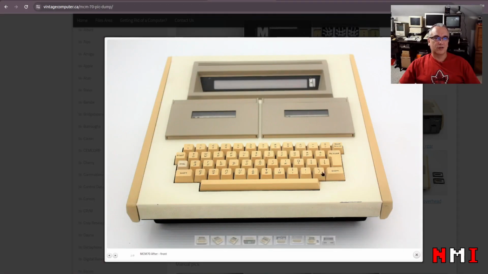We're looking at the same picture that we saw before. This is the MCM 70, and these pictures are from vintagecomputer.ca. That is a museum, I believe. So the MCM 70 had a single line 32 character display here. This is a plasma display, right?